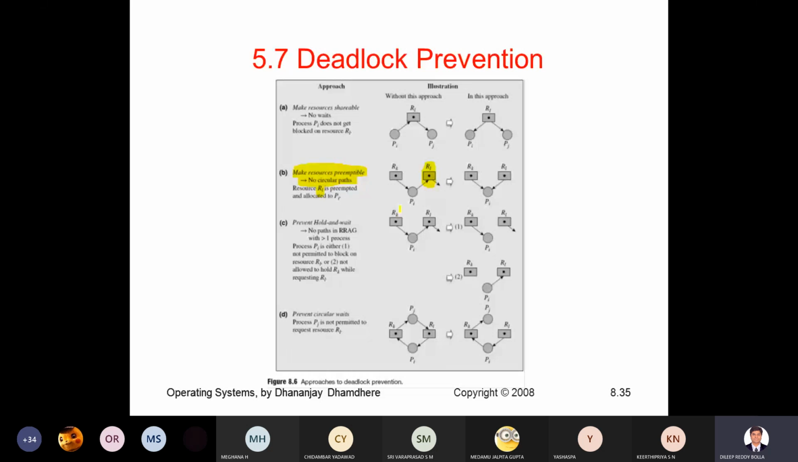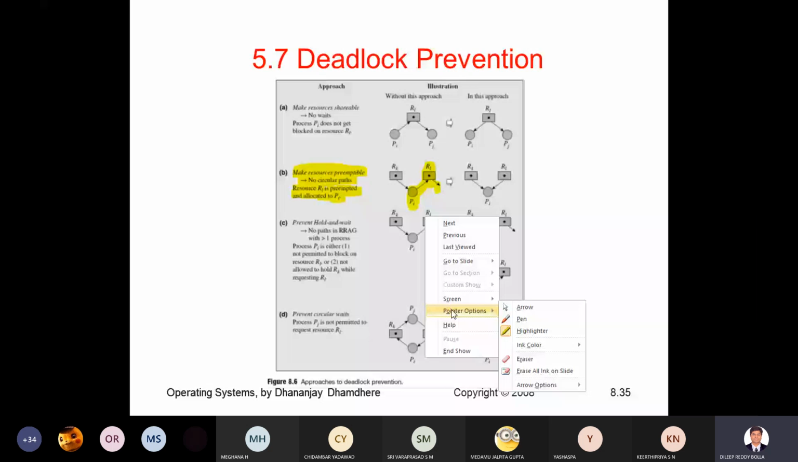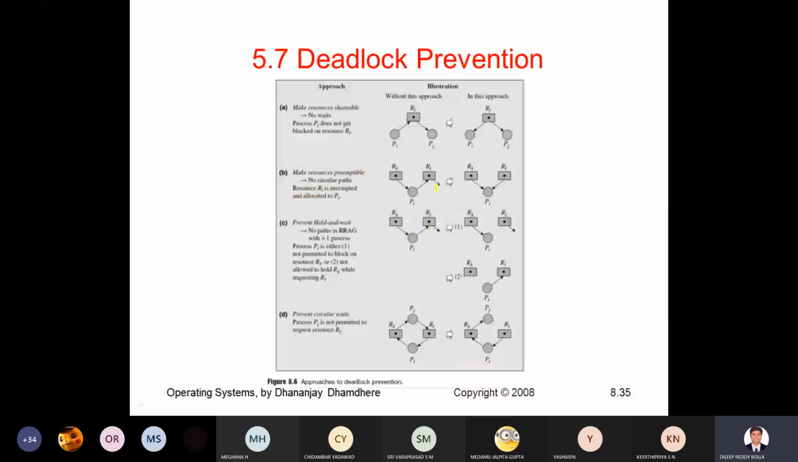And preempt it means what? We are not taking the request from this process Pi. Or the other way, the resource Ri is preempted and allocated to Pr. So this part we are trying to block. If you look carefully here, just look at this one. So this part, let us say, what is happening here?